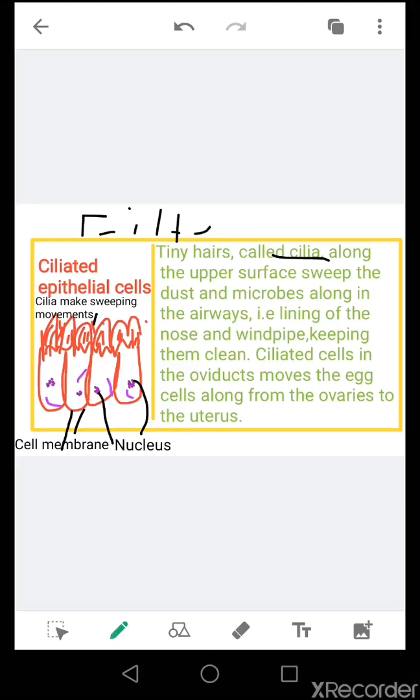Now moving towards another line: ciliated cells in the oviducts move the egg cells along from the ovaries to the uterus. Now egg cells are present only in females, and what do they do? The ciliated cells inside the oviducts of the females move the egg cells along from the ovaries to the uterus. Okay, they pass to the uterus. The egg cells are only present inside the female. Let's move forward.